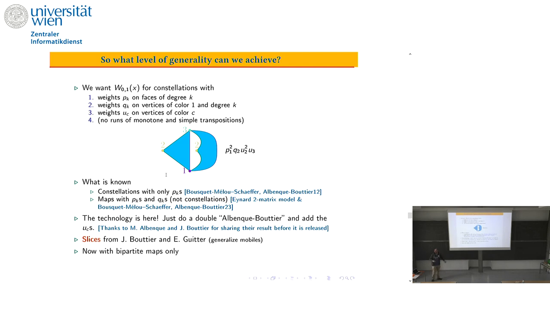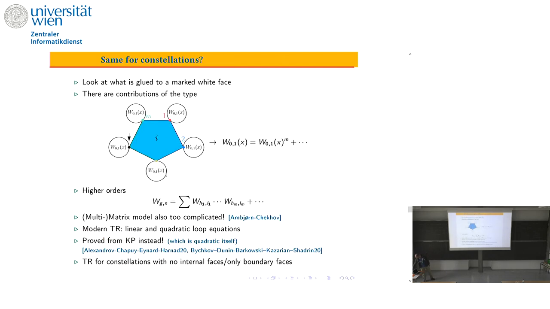I mean, those are also quadratic, right? So how do you get around this issue that the things that you get are not quadratic? I mean, the loop equations are also quadratic. No. Linear or quadratic. Sorry? The loop equations are also linear and quadratic. Yeah, sure. And the TR formula is also quadratic, right? Yeah, so that's why you end up with a quadratic formula. Right, but then how do you get around this issue that the contributions that you get are not quadratic?